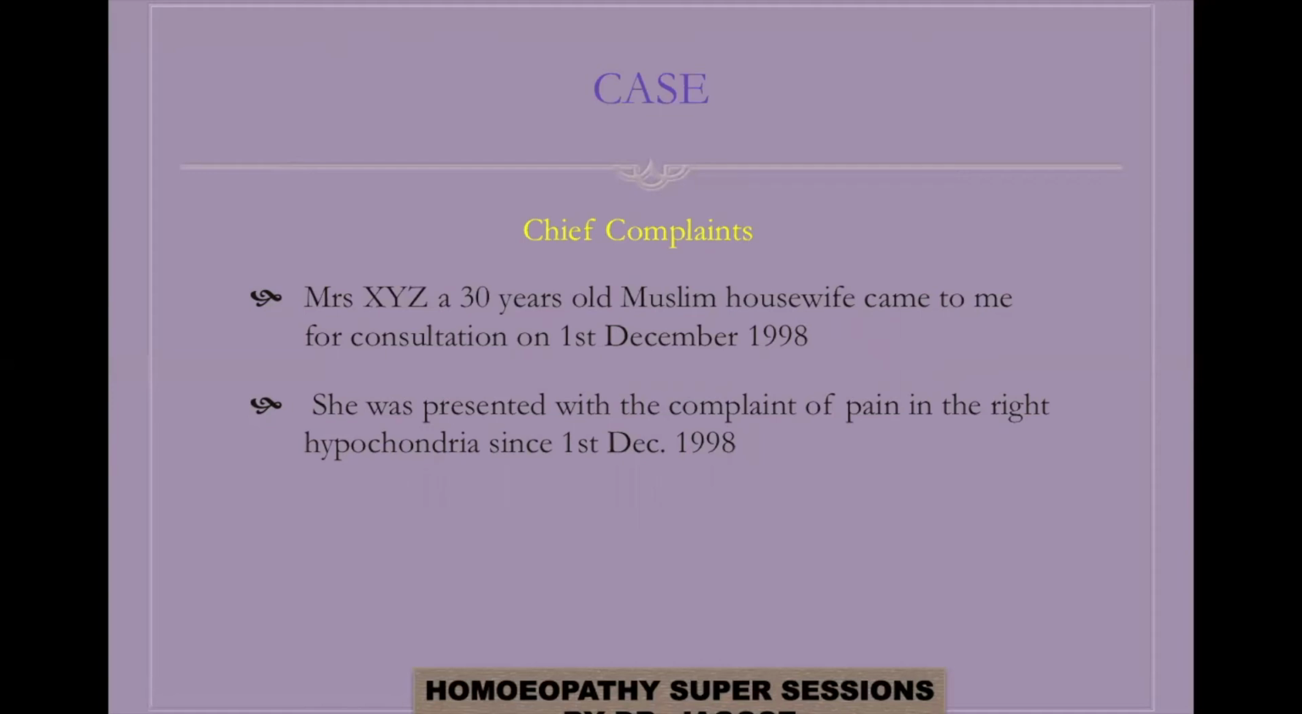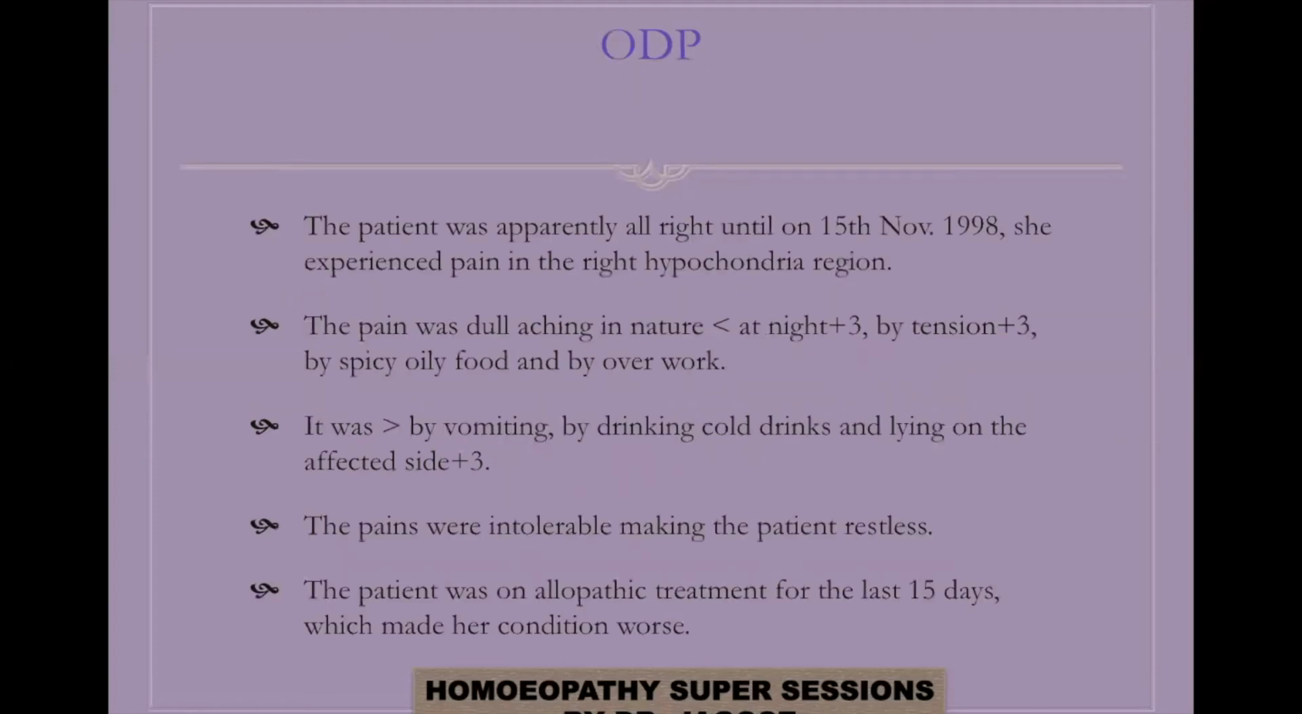So in the chief complaint, Mrs. XYZ, a 30-year-old Muslim housewife, came to me for consultation on 1st December 1998. She presented the complaint of pain in the right hypochondria since the 1st December 1998. Now the history of the present illness was that the patient was apparently all right until 15 November 1998, when she experienced pain in the right hypochondriac region.